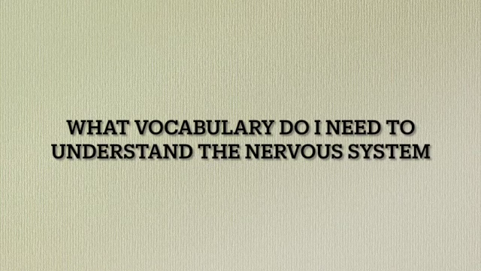What vocabulary do I need to understand the nervous system? I've compiled a list of the most important vocabulary words that I think are essential to understanding the nervous system. Those words include neurons, glial cells, soma, process, axon, dendrite, white and gray matter, nucleus, ganglion, tract, and nerve. Both the central nervous system and the peripheral nervous system contain two types of cells, neurons and glial cells, which in conjunction with each other can be said to be neuroglia.